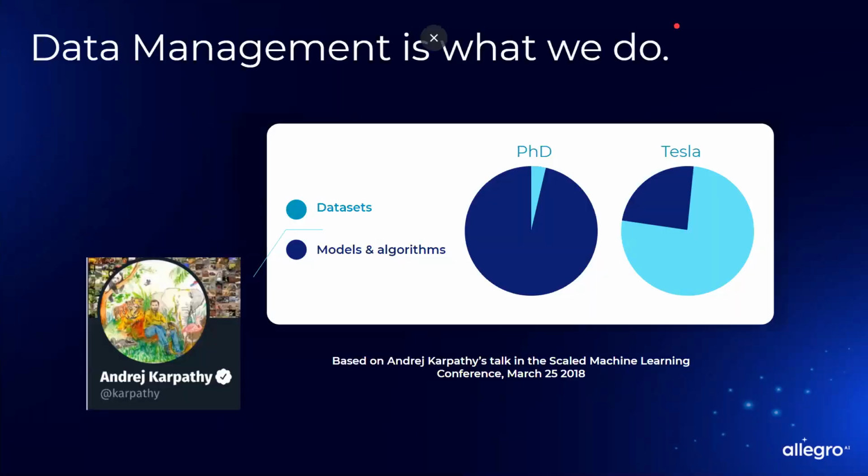And we always start by quoting Andrej Karpathy, the head of AI at Tesla, that when you're doing a PhD on deep learning, most of what you do is working on models and algorithms, and the data sets are already there. When you're doing real work in the real world, more than 75% of your time is going to be on data sets.